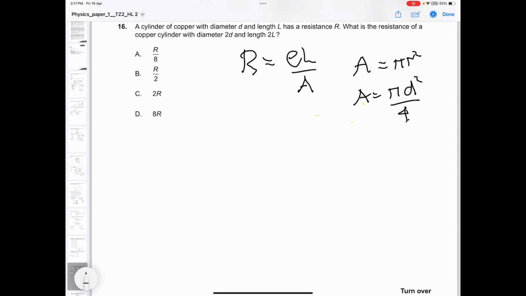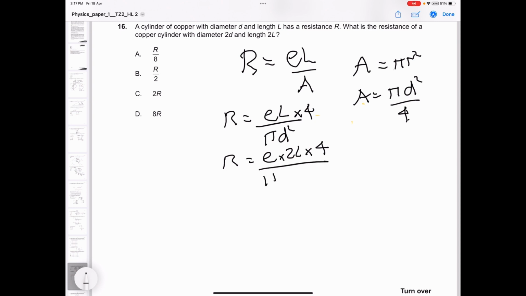So let's look at the first equation. That's R is equal to rho L all over A, or R is equal to rho L all over pi d squared times 4. And in the second equation, R is equal to rho times 2L times 4. And now diameter is 2D, so that's going to be all over pi times 4d squared.